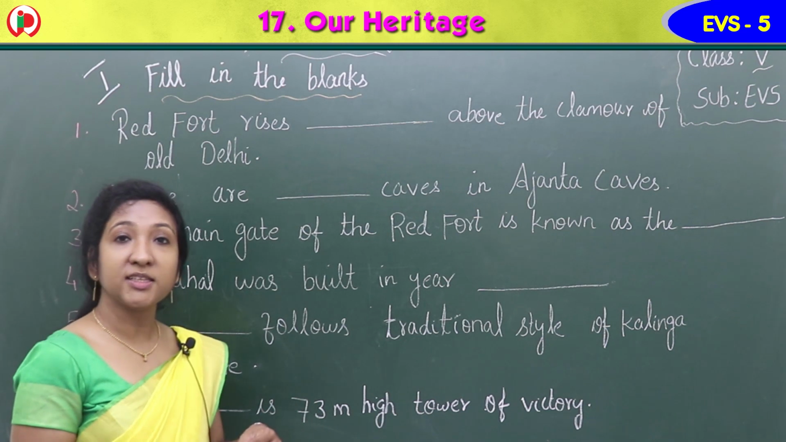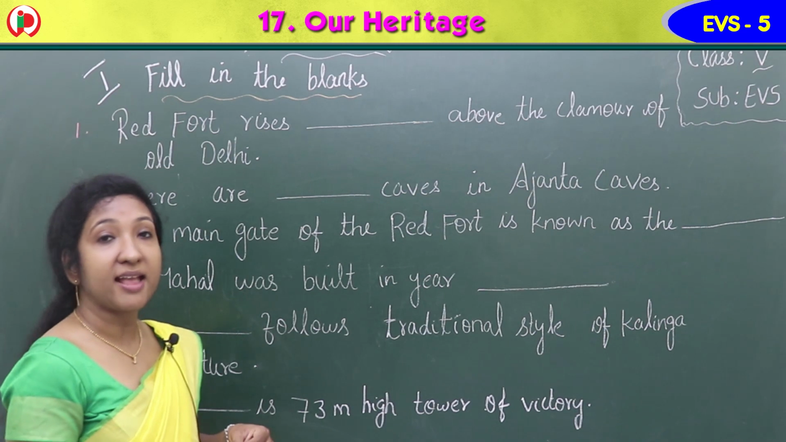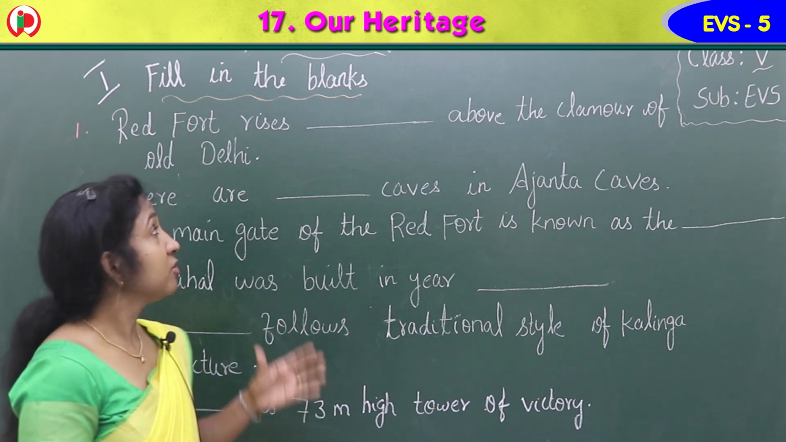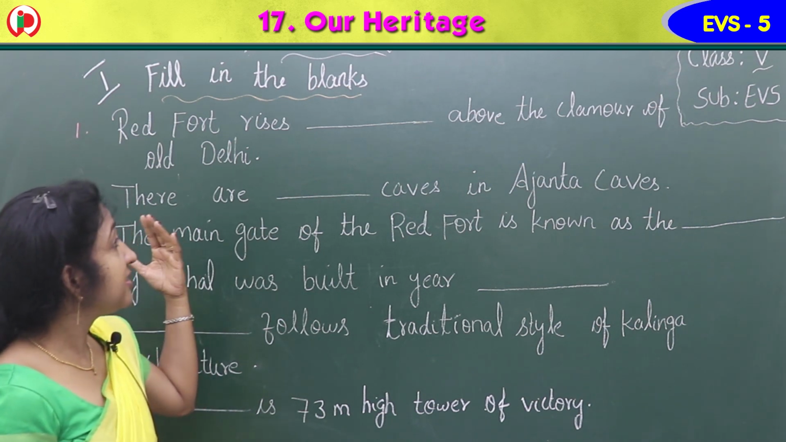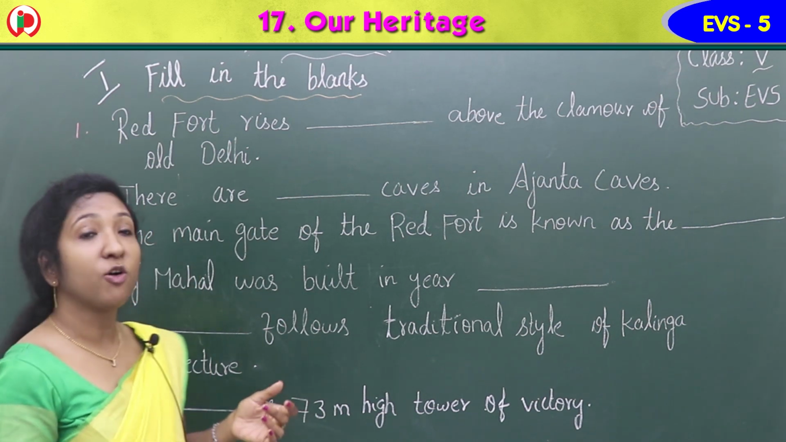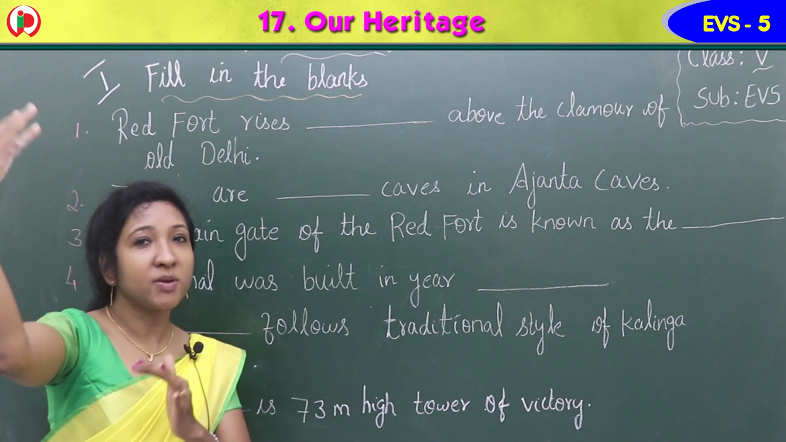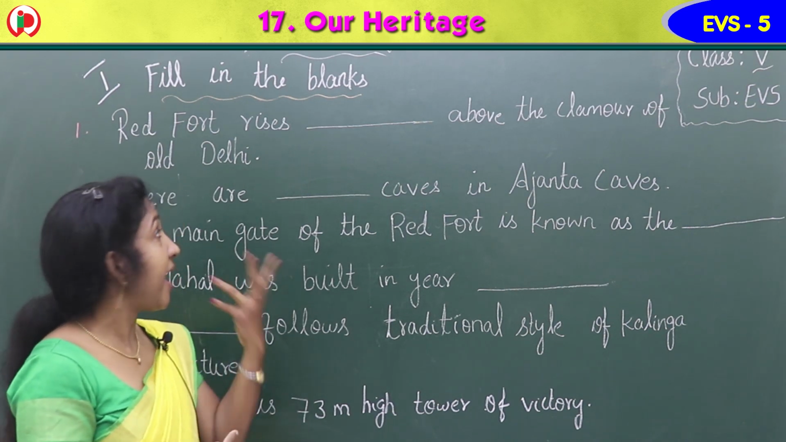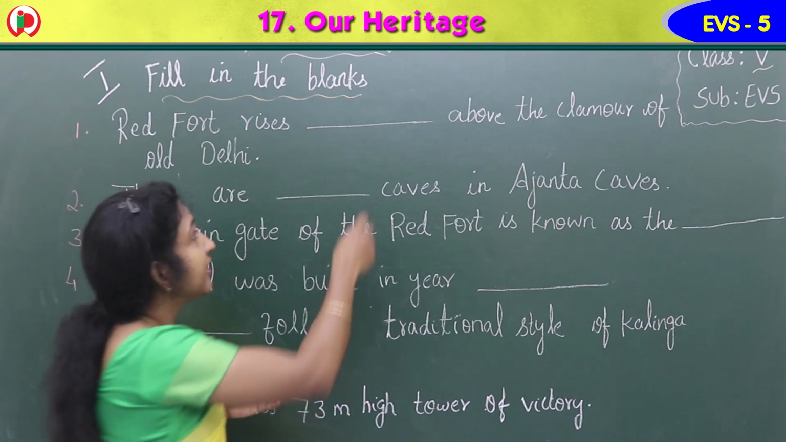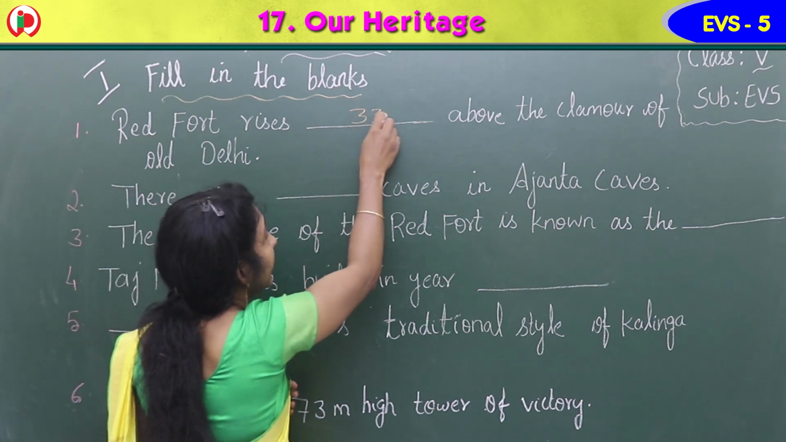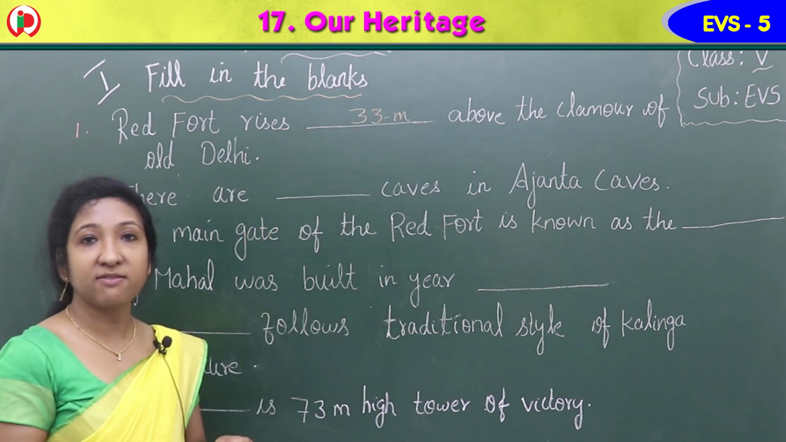Here, a total of 6 fill in the blanks are there. You have to read the questions and write the correct answer for each fill in the blank. So the first fill in the blank is, come on, read. Red Fort rises dash above the clamour of old Delhi. Yes, Red Fort rises about how many meters above the clamour of old Delhi? Yes, Red Fort rises 33 meters above the clamour of old Delhi, we say.